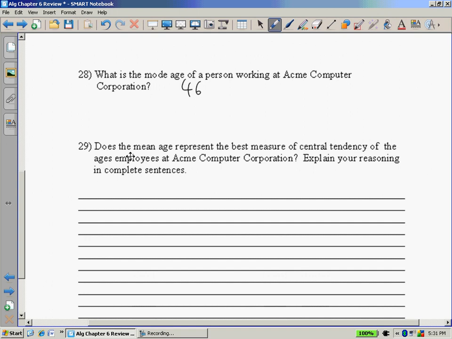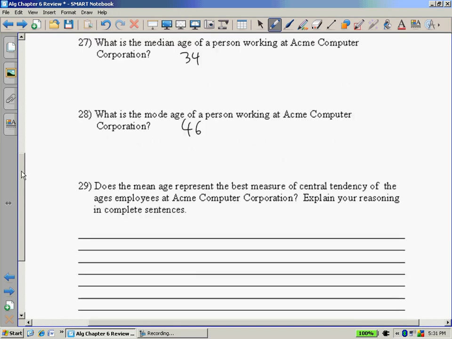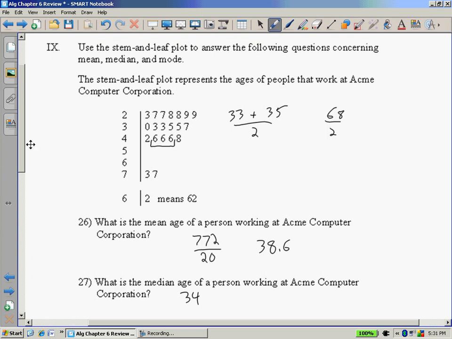Now it asks, does the mean age represent the best measure of central tendency of the ages of employees of Acme Computer Corporation? Explain your reasoning. Well, I'm going to say that no, it doesn't. What happens is that the mean is going to be affected a lot by outliers. And you notice 73 and 77, that's well away from the cluster of most of the data points. So that's going to represent an outlier.